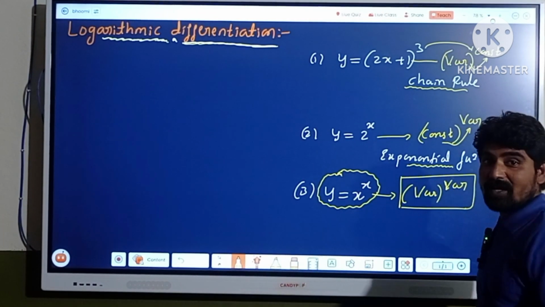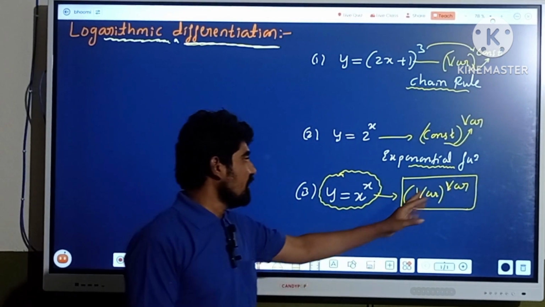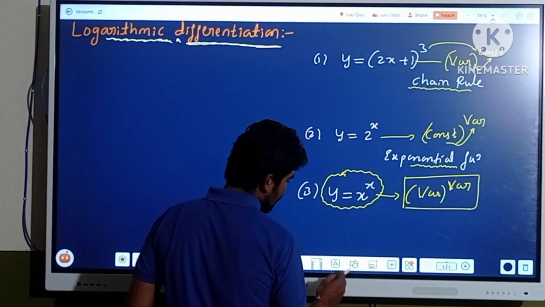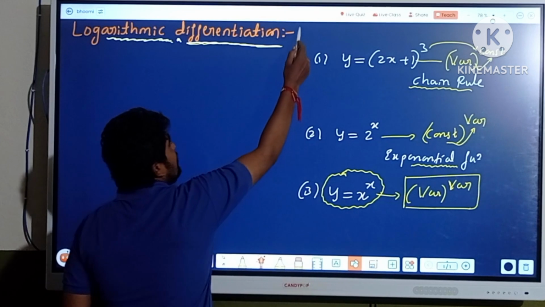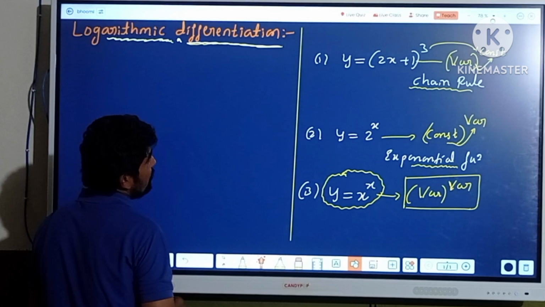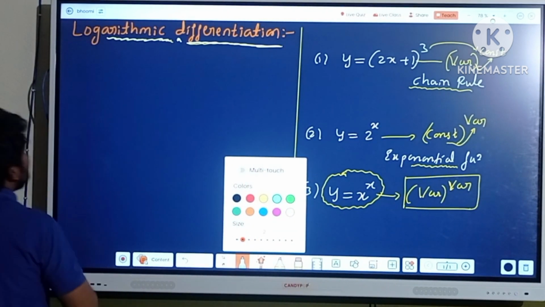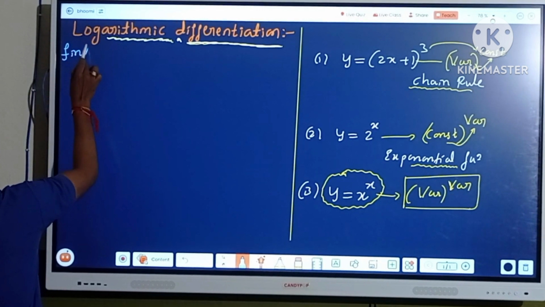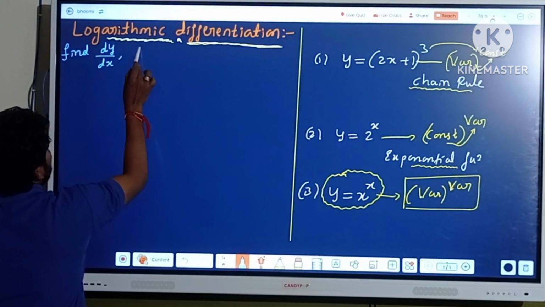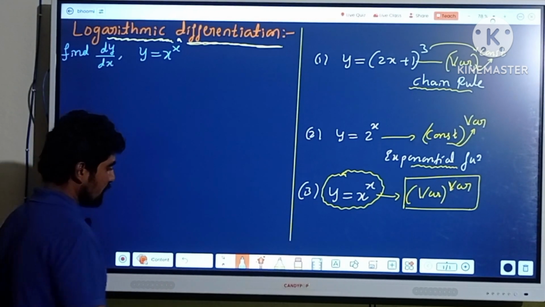I hope all of you understood when we use logarithmic differentiation: if the function is of the form variable power variable. Now let us understand how we use this logarithmic differentiation. By considering one of the examples, I am going to show you how we use it. Let us consider this example: find dy by dx for the function y equals x power x.